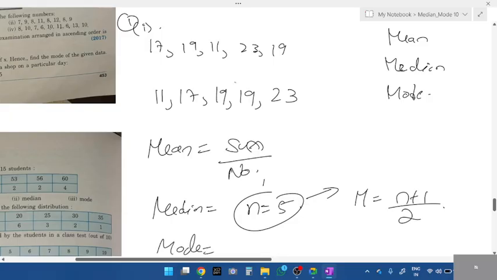Mode is the value which is repeated more times. Which number is repeated more? 19. Mode 19 is the answer.